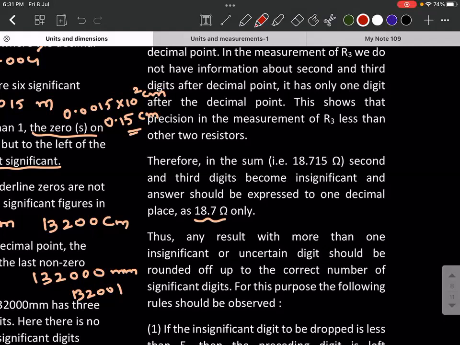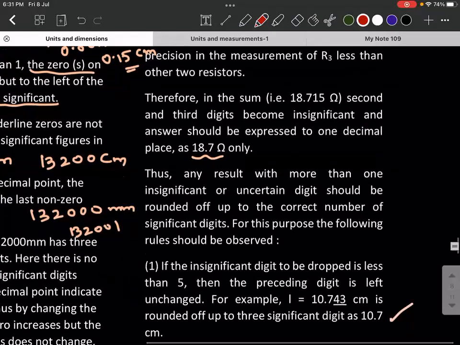This tool is called rounding. About that, we are going to see now. If any result has more than one insignificant figure, how many insignificant figures do you have here? 2. 1 and 5, both are insignificant, because when you added all the digits, you got 18.715. If there is more than one insignificant figure present in a reading, then you need to follow the process of rounding off. For rounding off also, you have certain rules to be followed.